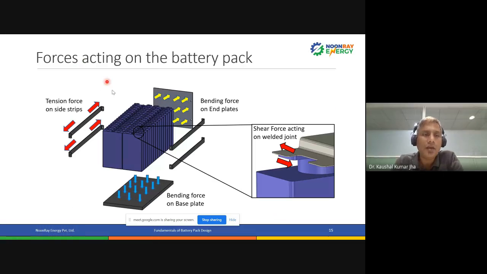So, what are the things we have to do here? That bending force we have to put on the end, based upon this bending force on the end plate, and from where this bending force comes. So all the cells are required to be within some particular pressure, and that pressure value generally comes from the cell manufacturer. Once we know the pressure values, we'll know this tension force. Once we know this tension force, we'll know what are the forces coming on the end plates.